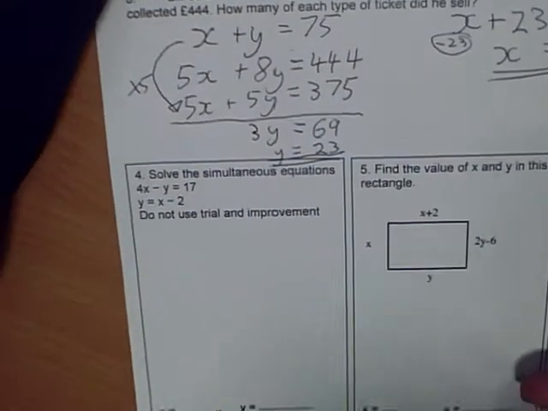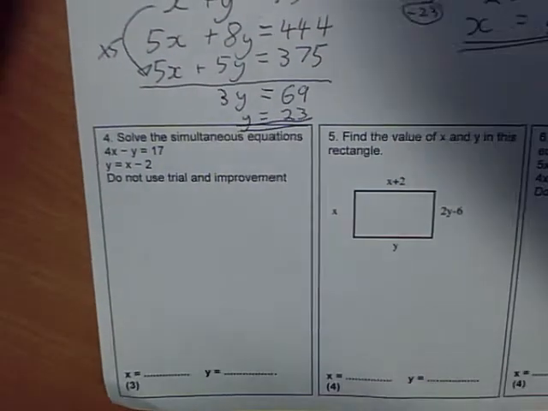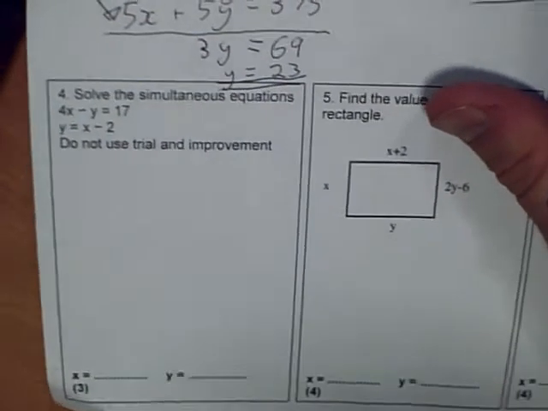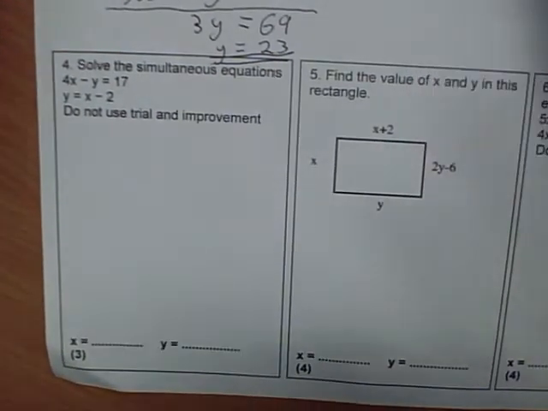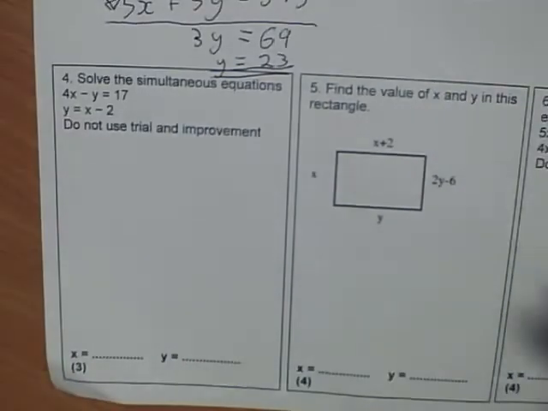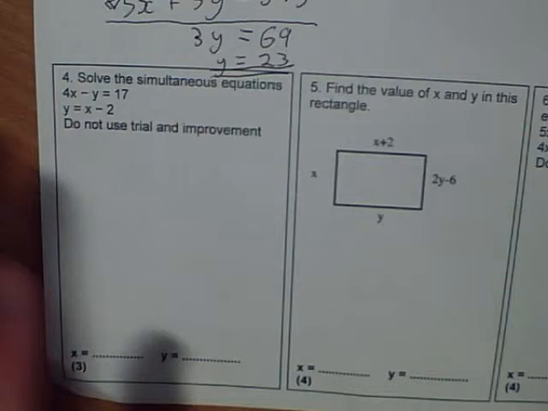Let's have a look at these next few questions, which are more towards the A grade type questions, particularly where you're working with negatives. This negatives work will continually trip you up. So let's have a look. Solve simultaneous equations. I'm just going to do a bit of focus. 4x minus y equals 17, y equals x minus 2.